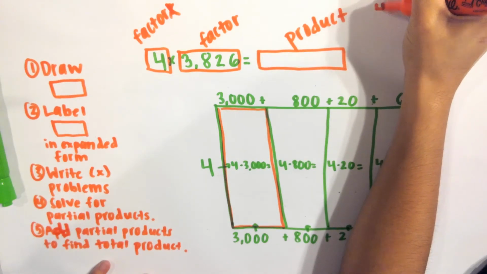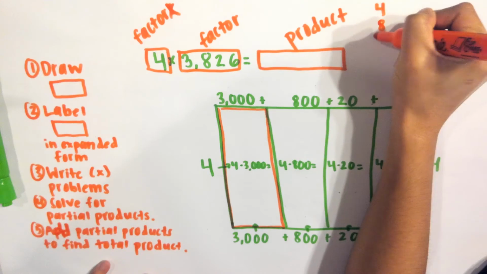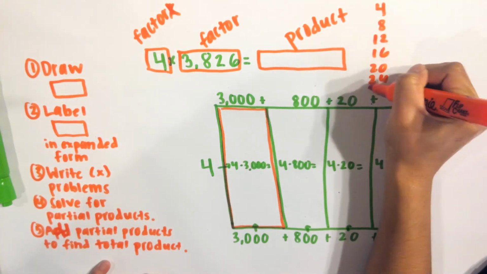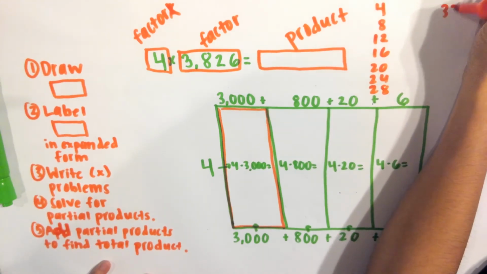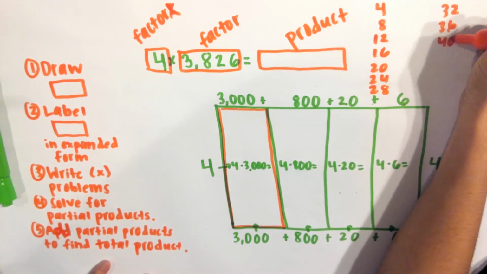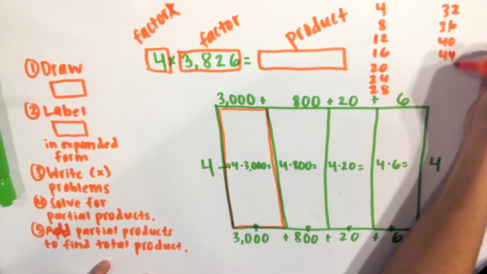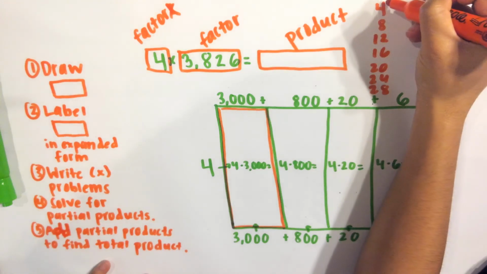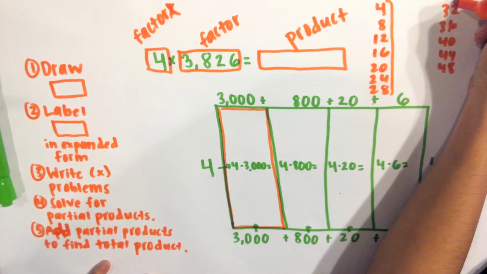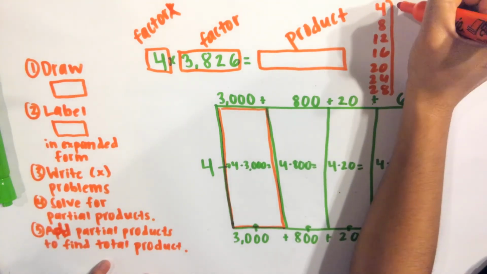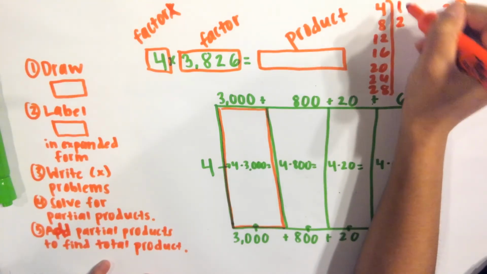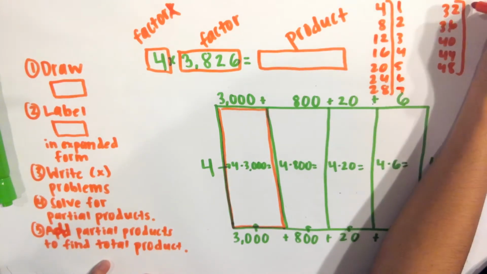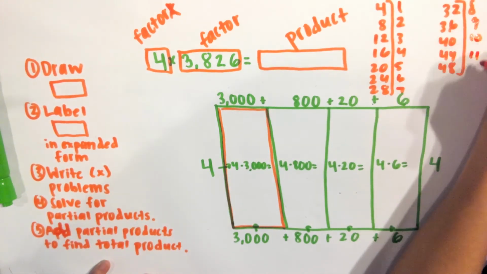So we have 4, 8, 12, 16, and 20, 24, and 28, and 32, 36, and 40, 44, and 48. 4 times 12 is 48. Excuse my singing voice. All right, so this is going to be 4 times 1, 4 times 2, 4 times 3, 4 times 4, 5, 6, 7, 8, 9, 10, 11, and 12.